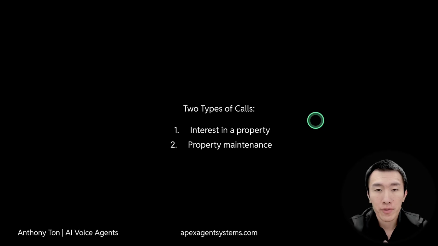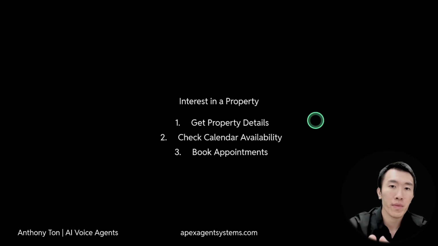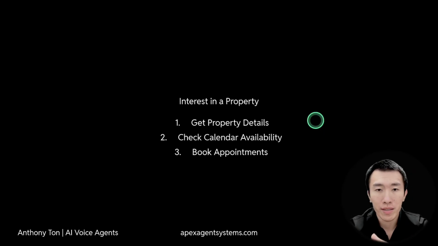Property management officers usually get two types of calls mostly. The first one is when somebody calls in trying to express their interest in looking at a property. The second type is somebody basically saying that, well, we need some maintenance on this property. Now, the first one that we're going to focus on today is the first type, which is when somebody expresses interest in a property. So what happens when somebody does exactly that?